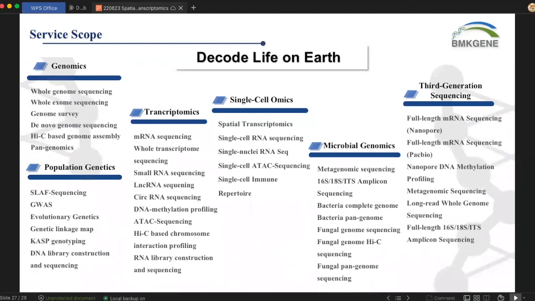So besides the spatial transcriptomic services that I introduced in the previous slides, we also provide sequencing services for all different research arenas, for example, genomics and population genetics, transcriptomics, microbial genomics, and we also have third generation sequencing platforms as well.